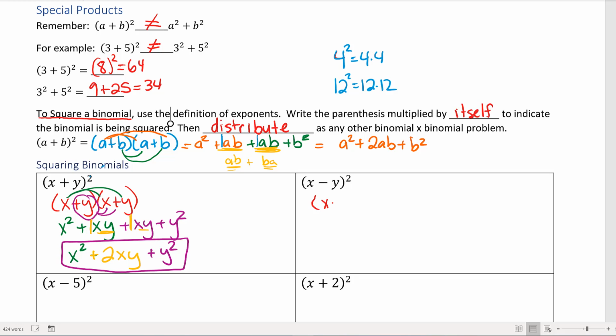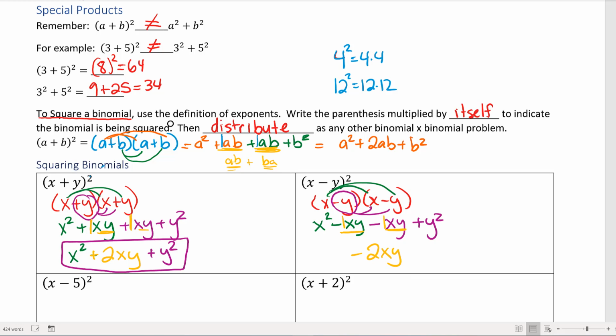Let's do it again, x minus y squared. That means x minus y times itself, x minus y. Don't try to do this in your head, you're going to have to write it out. X times x is x squared. X times minus y. The negative times a positive is a negative. X times y is xy. Then I'm going to come back and get the negative y and distribute that as well. Negative times a positive is a negative again. Y times x. I'm going to put the x in front of the y just to keep things consistent. And then on the last one, negative y times negative y is positive y squared. Remember that there's a negative 1 in front of each of the xy terms, and when I add them up, we get negative 2xy.